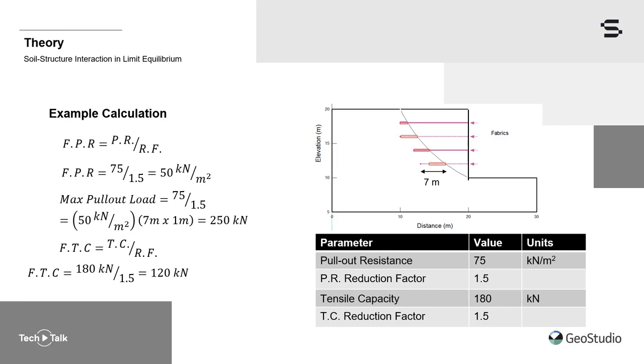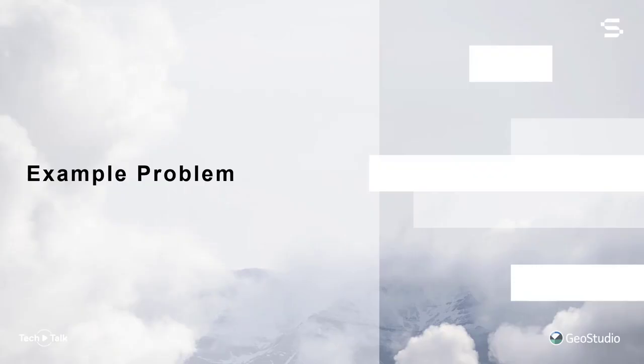Next, let's calculate the factored tensile capacity, FTC, as the input tensile capacity of 180 kilonewtons divided by the tensile capacity reduction factor of 1.5, which is 120 kilonewtons. This is the value of pull-out load that cannot be exceeded, otherwise we're at the tensile capacity of the reinforcement. We are now ready to set up a basic analysis in SLOPE/W.